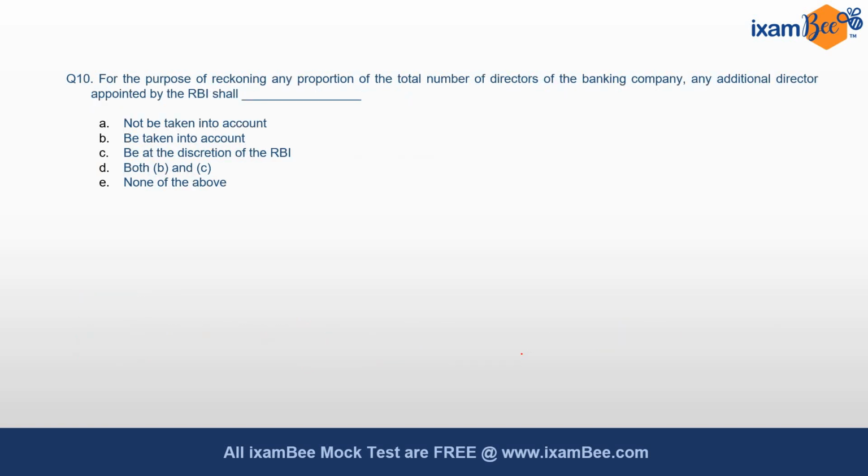For the purpose of reckoning any proportion of the total number of directors of a banking company, any additional director appointed by the RBI shall not be taken into account. It will be at the discretion of RBI, both B and C or none of these. So basically इससे related हमने एक question अभी भी देखा था इस important MCQ series में ही, and हम जानते हैं कि इससे related development भी हुई है. So this very provision or section itself is important.